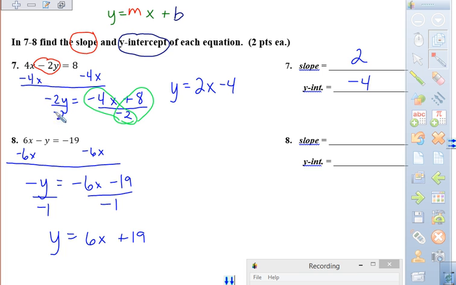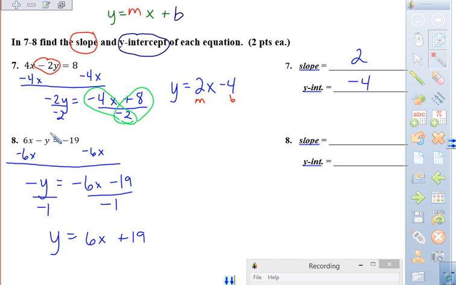Then when I divide, I have to make sure I'm dividing by a negative 2, and then we're going to use that distributive property where we divide the first term by negative 2 and the second term by negative 2. So negative 4 divided by negative 2 is 2. 8 divided by negative 2 is negative 4. So then my m is 2, and my b is negative 4.